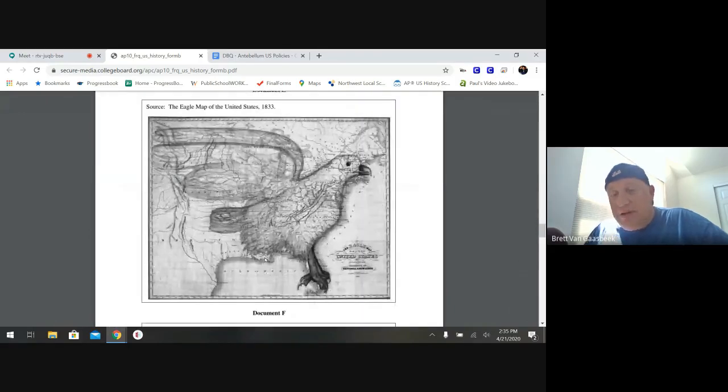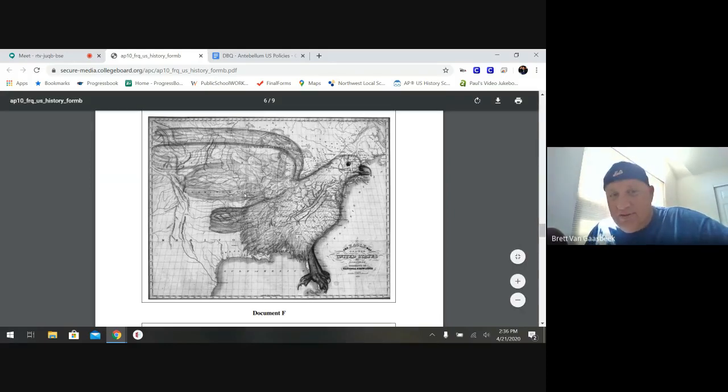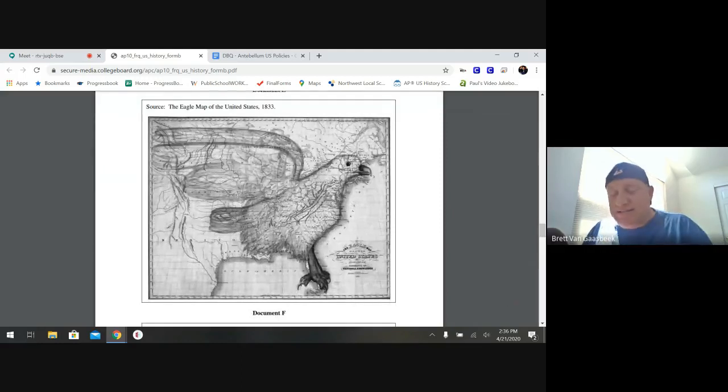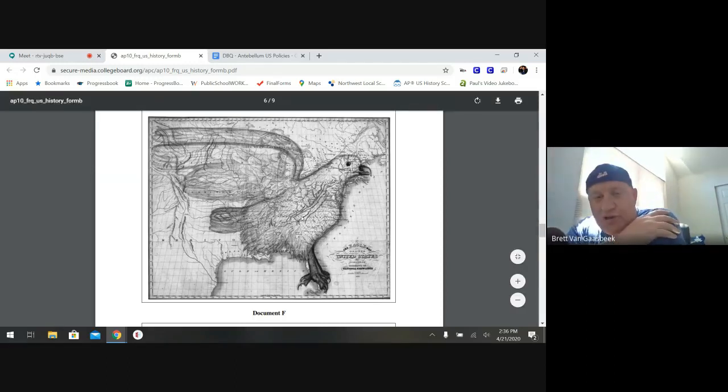Document E. This is by far the most confusing map, and I don't know why they put it on there. I remember when the students took this, they were all absolutely furious about this. The key is the Eagle map of the United States, 1833. This is one of the dumbest things I've ever put on here, but yet once you find out why they put it on there, it is so easy and you can see it from a mile away. Anybody guess why they put this in there and what you could use this for?